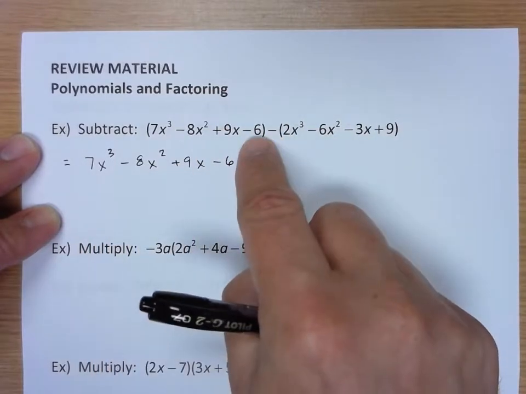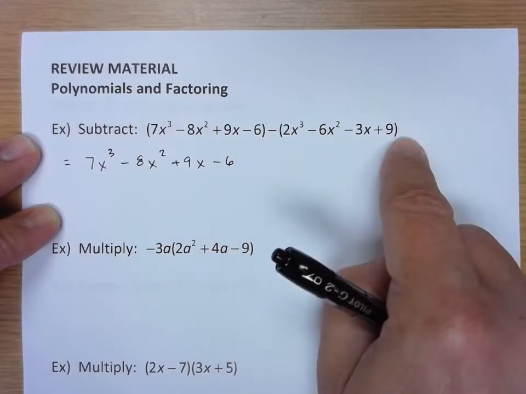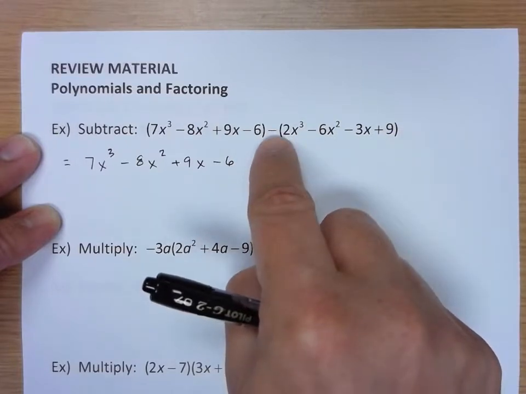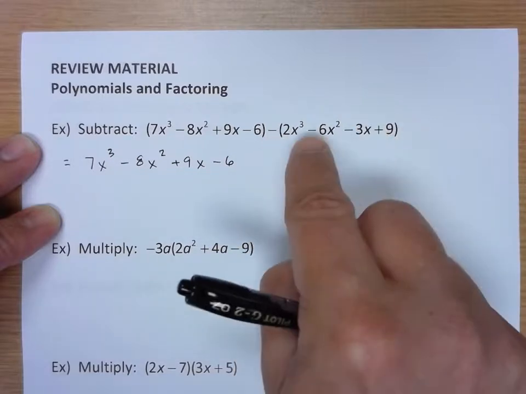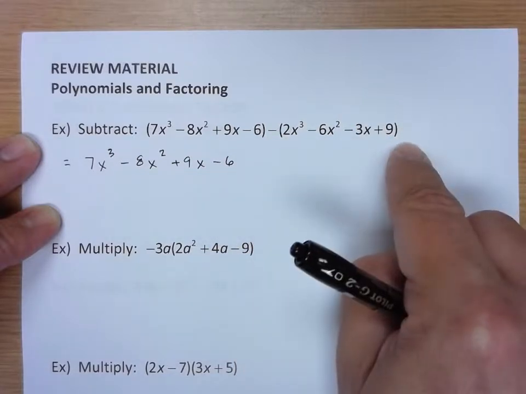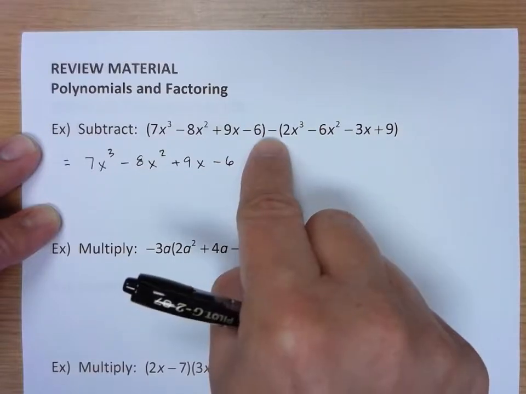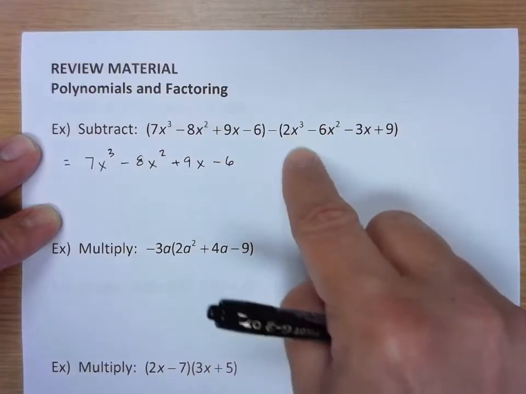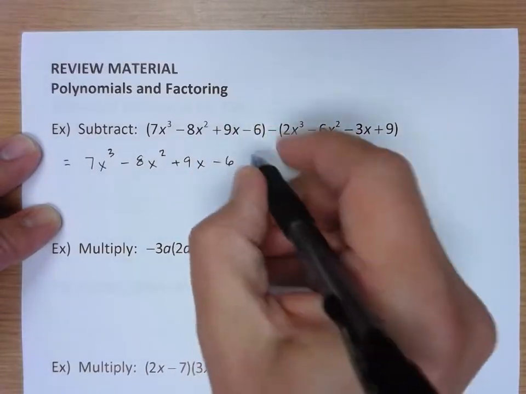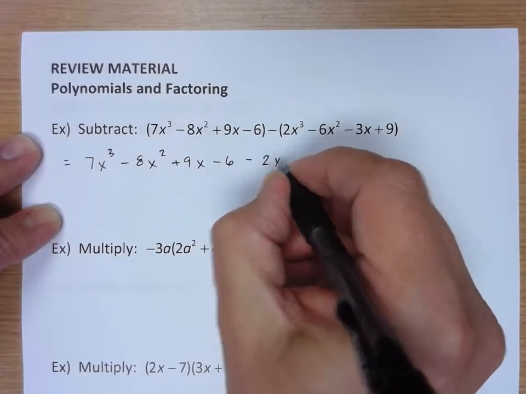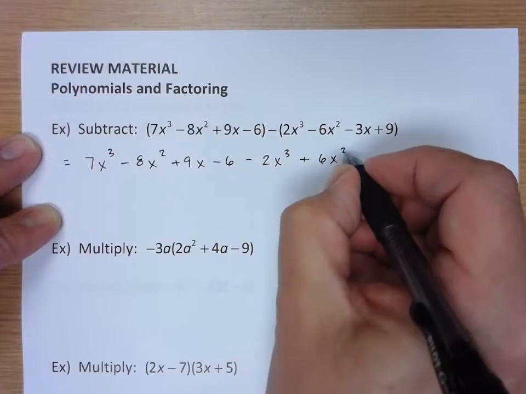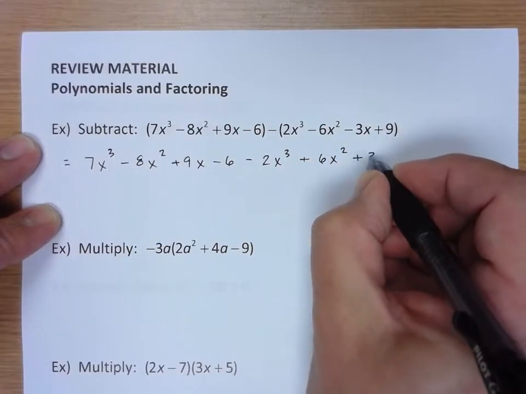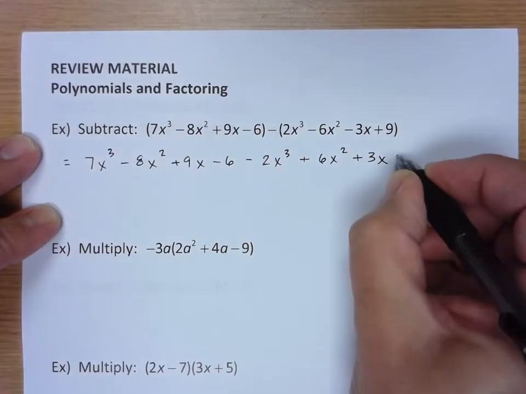Now, you're subtracting this next 4-term polynomial, so that minus in front of the grouping causes you to distribute the negative to all 4 terms inside. So you do want to make sure you change all 4 signs. That's a positive 2x cubed inside the parentheses. It'll change to a negative 2x cubed. This will become a plus 6x squared plus 3x and then minus 9.